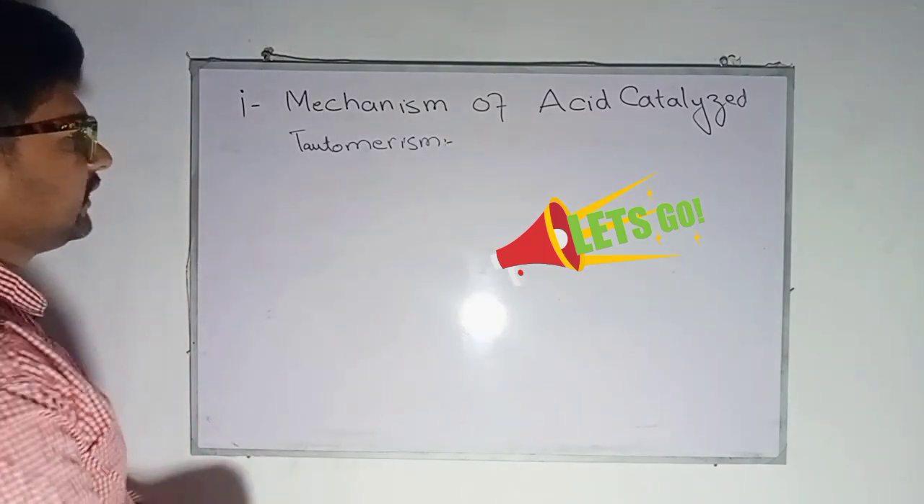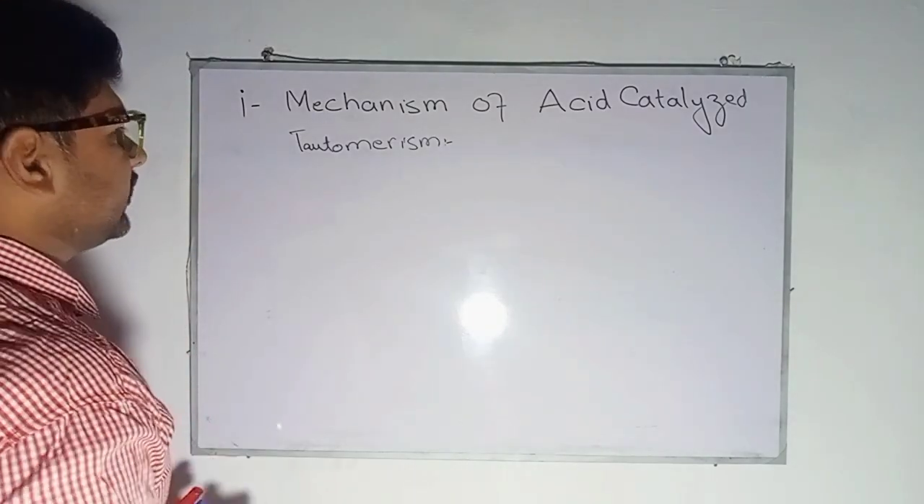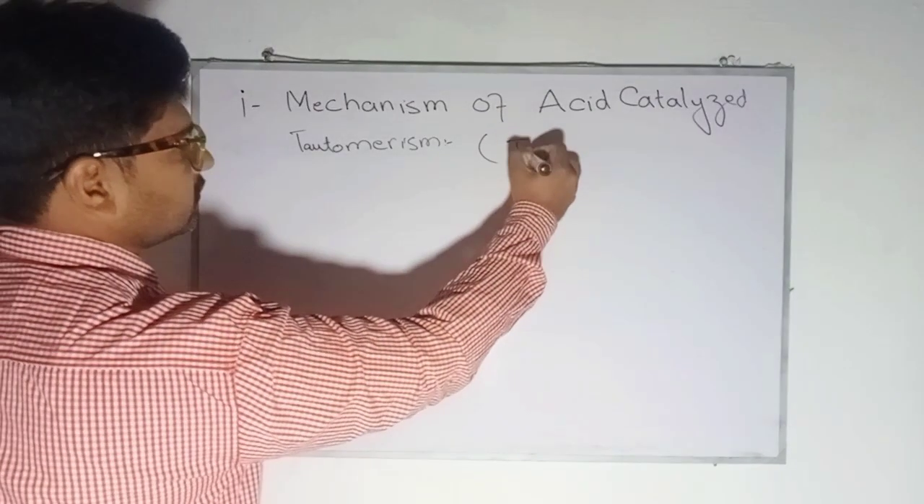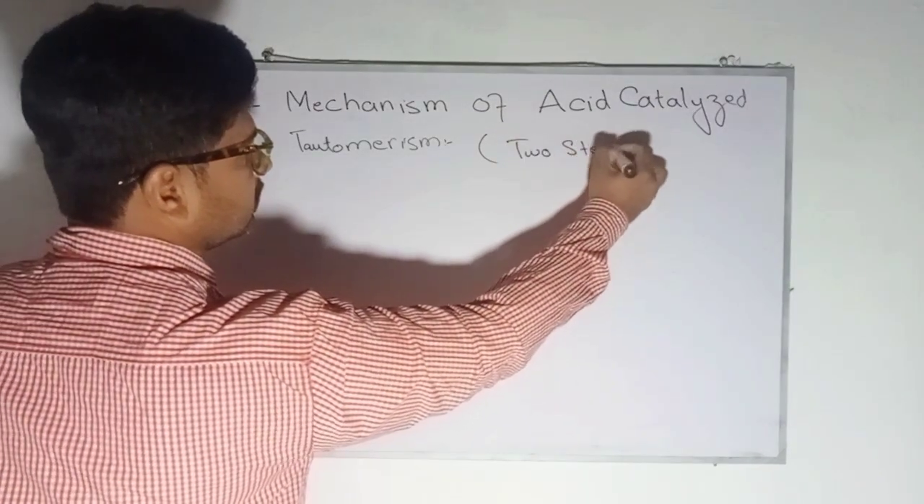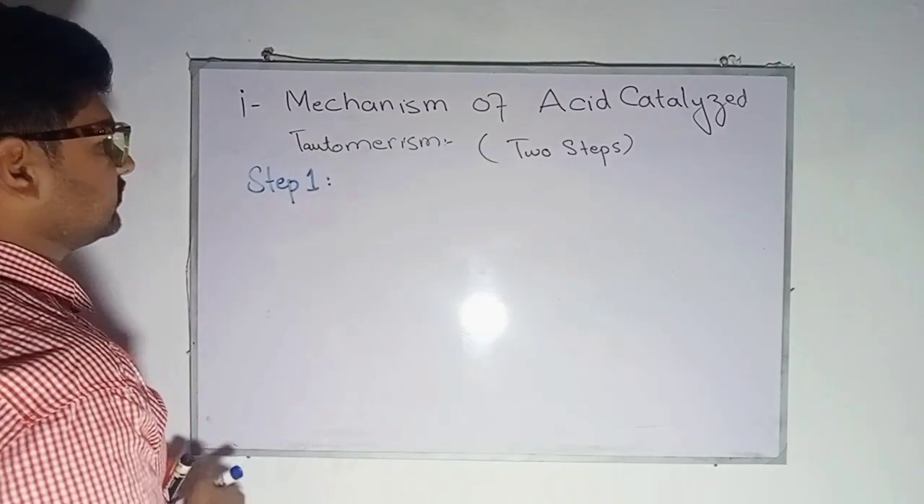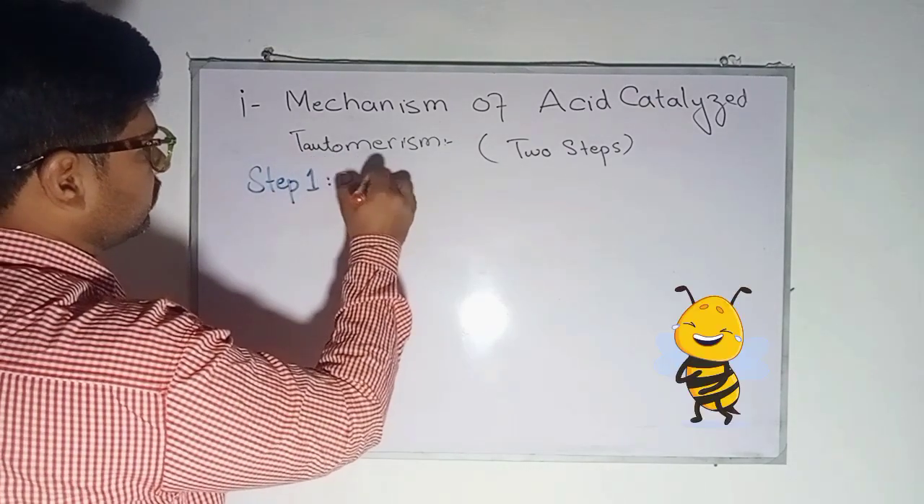Mechanism of acid catalyzed tautomerism. Remember that the mechanism takes place in two steps. Step number one in acid catalyzed tautomerism is protonation.